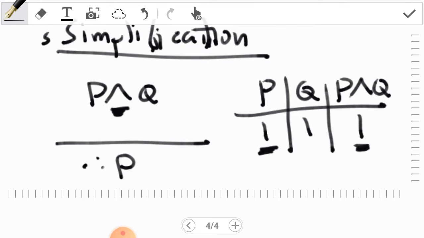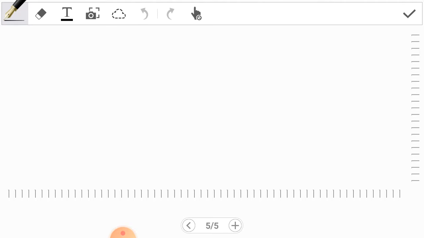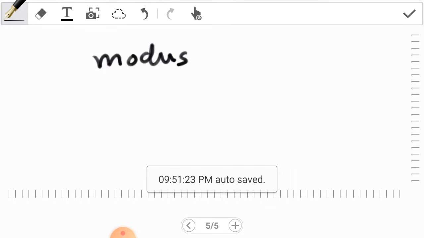That's the third. And then we have the fourth rule. The fourth rule is called modus ponens.